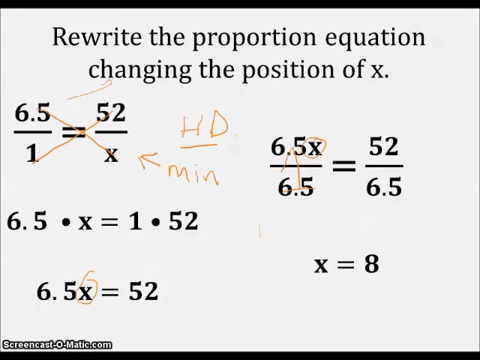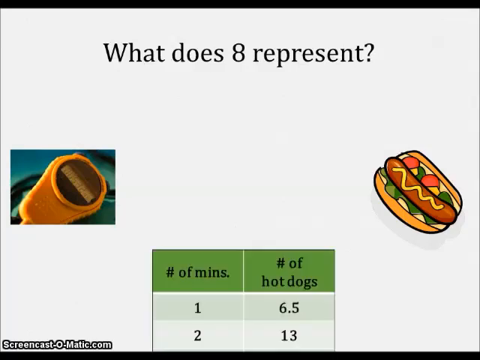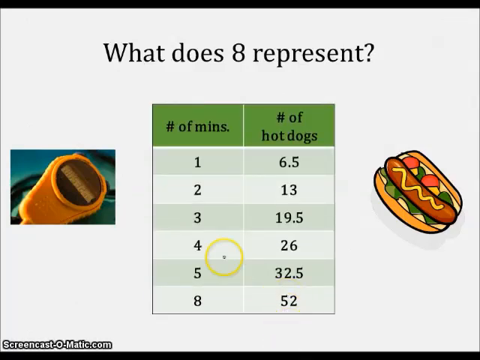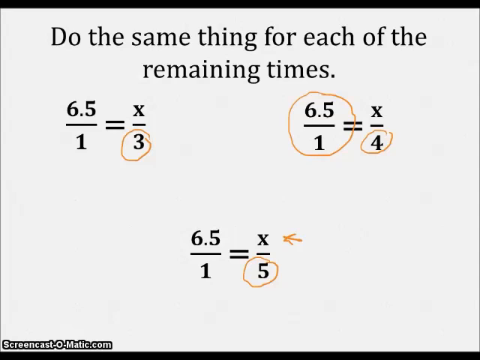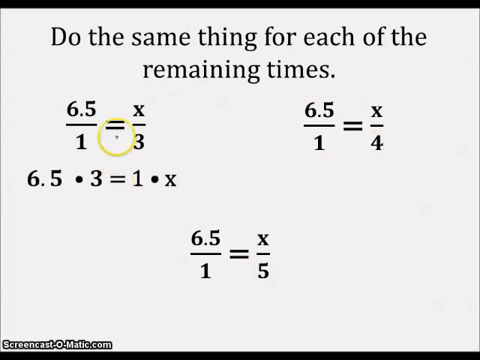So x equals 8. So when we put that back into our table, our 8, remember, was our mystery number, and we're looking for the number of minutes. So 8. So Sally can eat 52 hot dogs in 8 minutes. So we're going to solve these equations in the same fashion. All right? We're just going to cross multiply. We're going to cross multiply this 6.5.